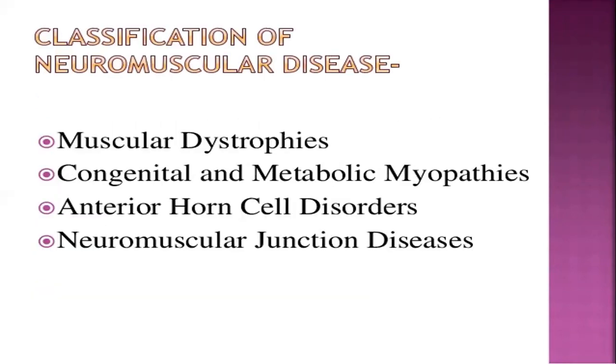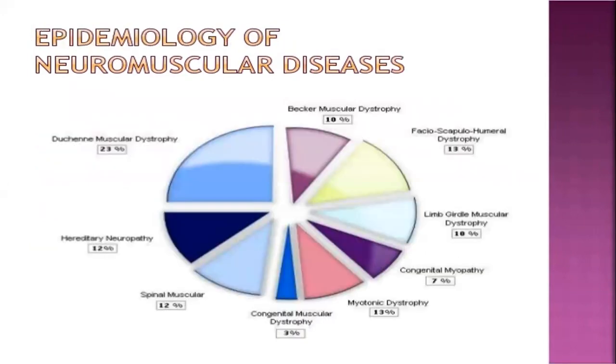Classification of neuromuscular diseases. They are classified into muscular dystrophy, congenital and metabolic myopathy, anterior horn cell disorder, and neuromuscular junction disease. So this is the same picture. The brainstem or upper motor neuron is usually not involved in neuromuscular disorders. They are either congenital muscular dystrophy, congenital and metabolic myopathy, anterior horn cell disorders, or neuromuscular junction diseases.